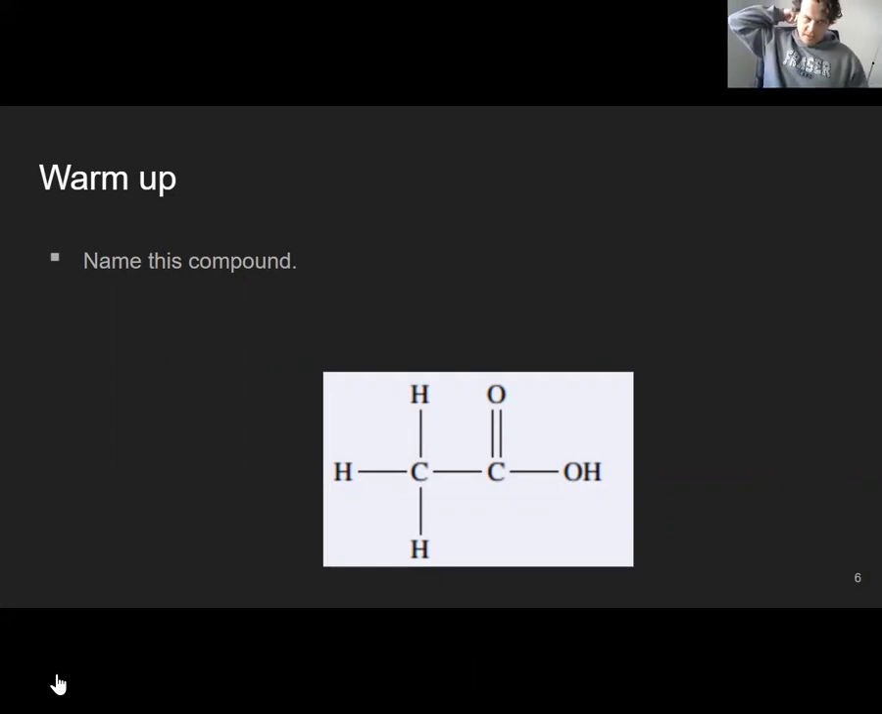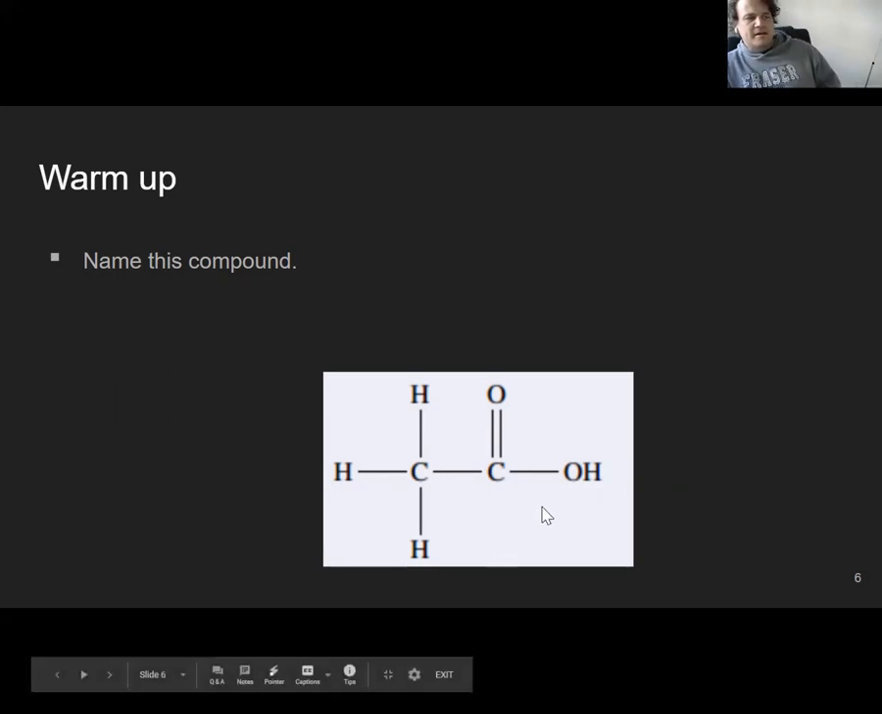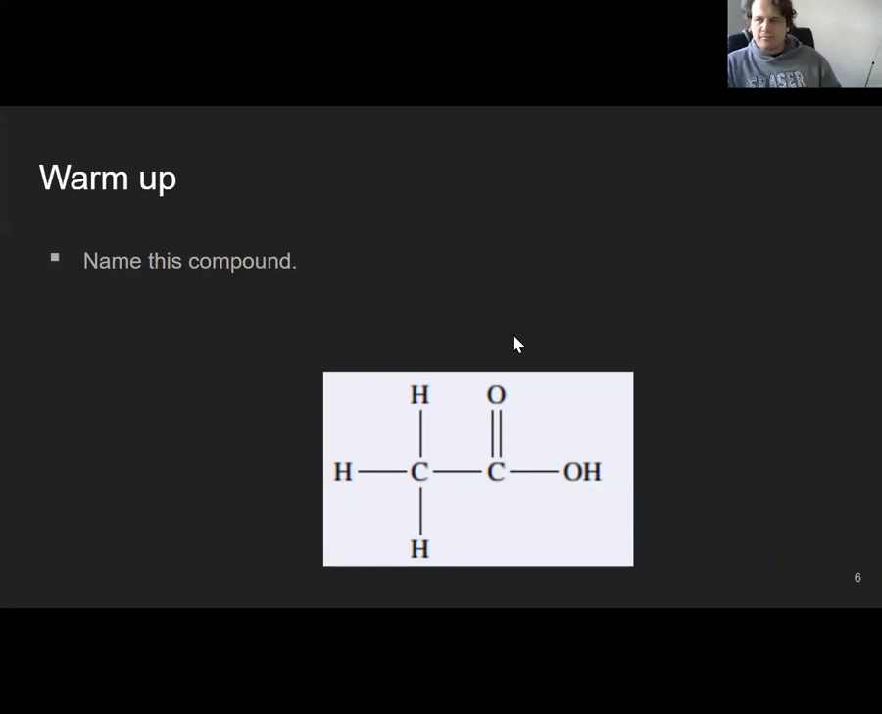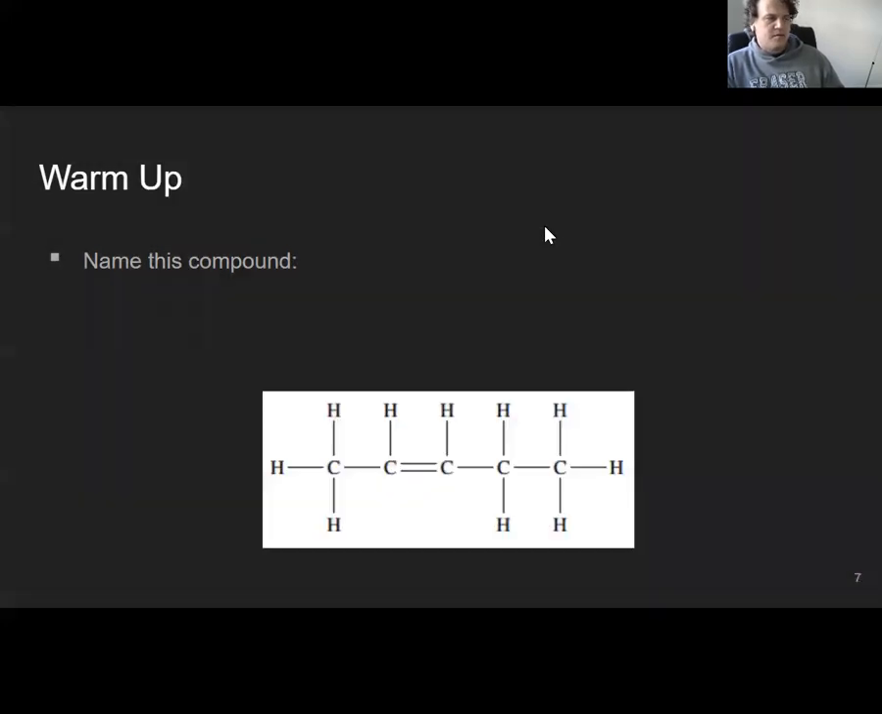So what would this one be? It would be a carboxylic acid. So the name ends in oic acid, and it has 2 carbons, so it'll be ethanoic acid. This is an isomer. Or you can put 1, 2, 3, 4, 5. It has a double bond between 2 carbons, so it would be pent-2-ene.